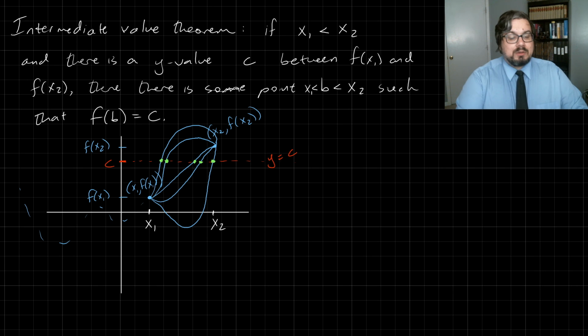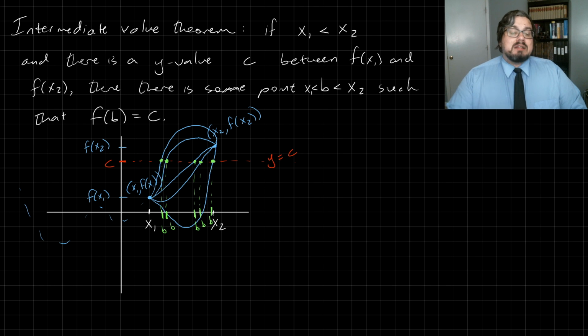And so no matter what, I'm always going to be able to find some x value that has c as its corresponding y value. So some of the possible values of b are down here. And all of these b's that we have, notice, are between x1 and x2. There always has to be some input between x1 and x2 that has c as its corresponding output.